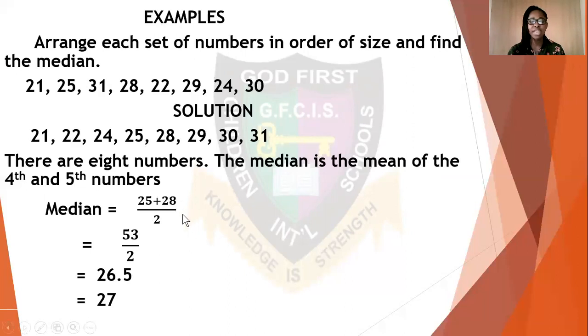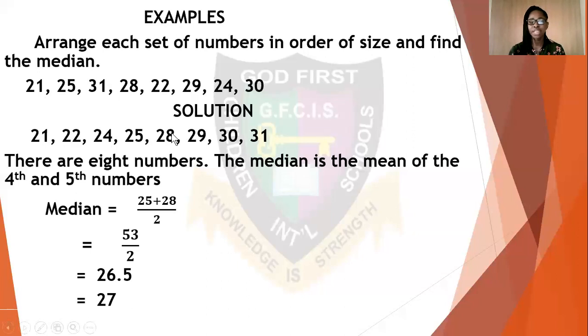25 plus 28 is equal to 53, divided by 2. 53 divided by 2 means we are having 26.5. And when we approximate it, we have 27. 27 is the middle number of all these numbers that are given to us.